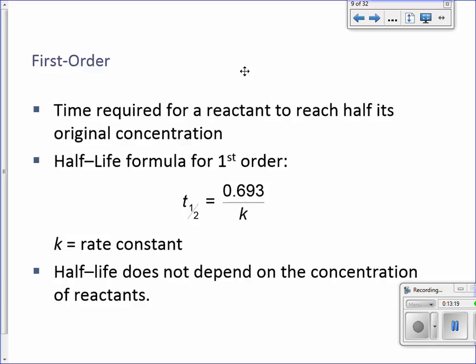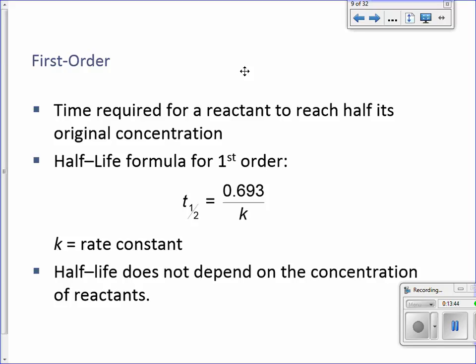Now, first order and half-life again. Half-life is kind of the same idea as half-life in decay, when radioactive isotopes decay. But we're looking specifically at concentrations, half of the concentration going away from the original. The reactant loses half of its original concentration, and it's the time it takes for that to happen.